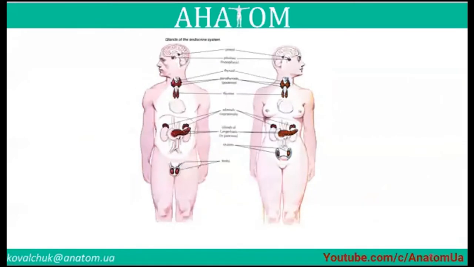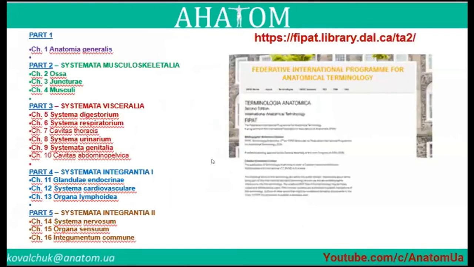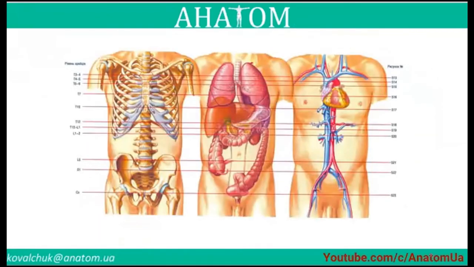I replay for a long time the endocrine organs. It was part of splanchnology, but now in modern terminology it will be in integrating systems. First, we have three parts: endocrine glands, the cardiovascular system, and lymphoid organs. For these structures, some liquid must be present, for example hormone, blood, or lymph, for the functions of these organs.